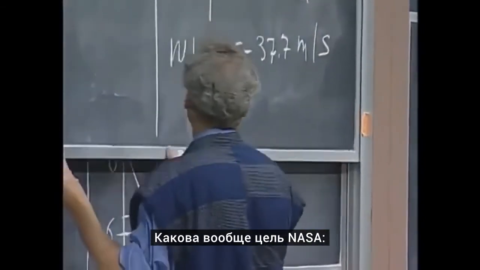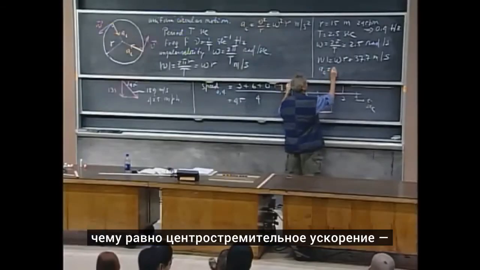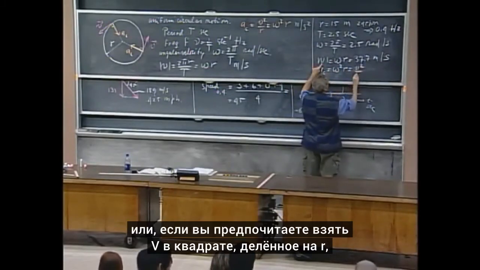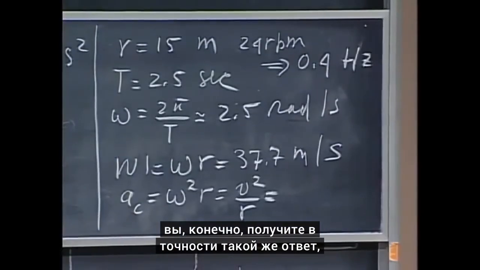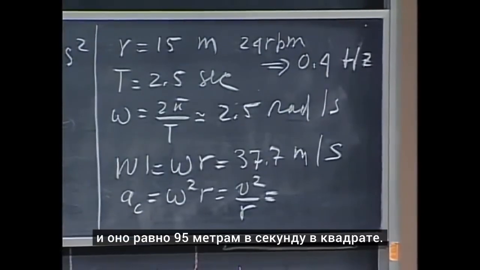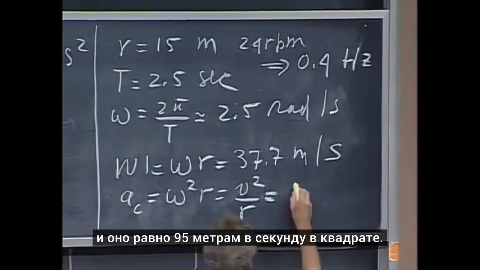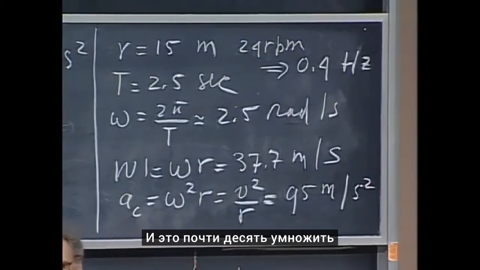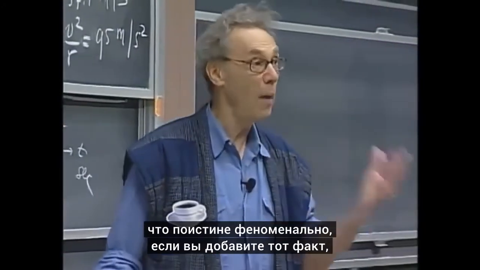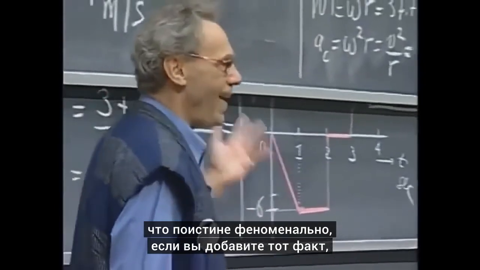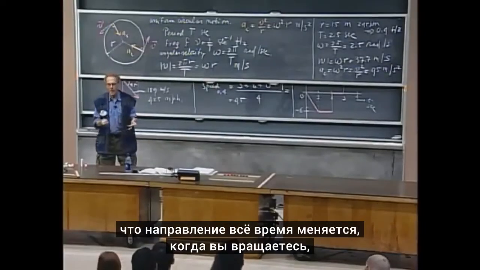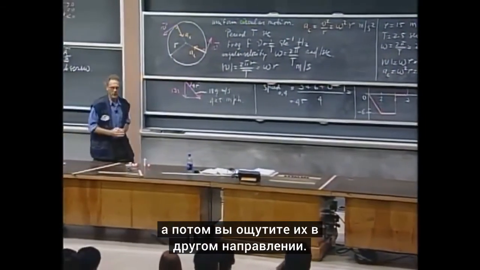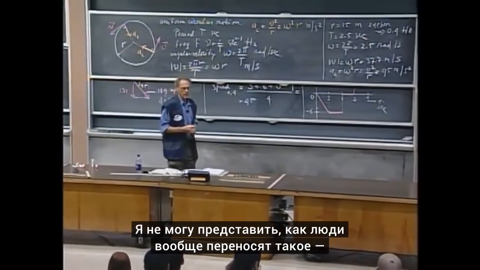What, of course, the goal is for NASA, what is the centripetal acceleration? That is omega squared r, or if you prefer to take v squared divided by r, you'll find, of course, exactly the same answer if you haven't made a slip, and that is 95 meters per second squared. And that is about 10 times the gravitational acceleration on Earth, which is really phenomenal. Add to that the fact that the direction is changing all the time when you go around, so you feel the 10g in this direction and then you feel it in a different direction. I can't imagine how people can actually survive that.